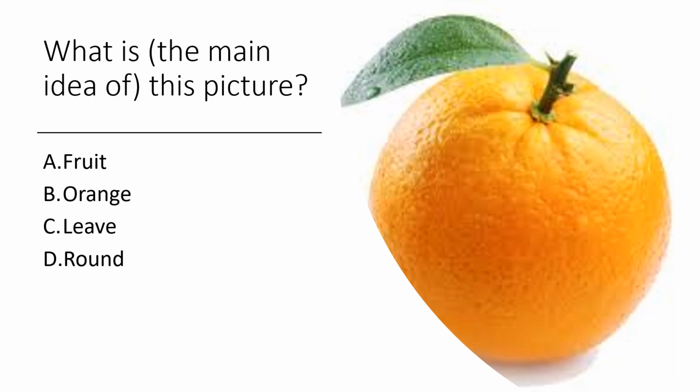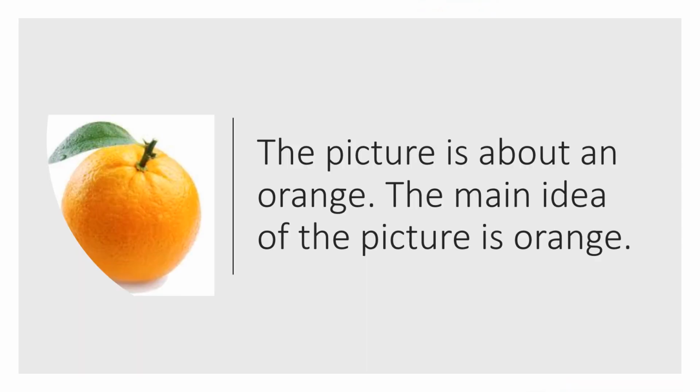We would like to determine the main idea of a picture. Now, please take a look at the picture. What is the main idea of this picture? Is it a fruit? Is it an orange? Is it a leaf? Or is it round? Yes, the picture is about an orange. So, the main idea of the picture is orange. If you choose fruit, it is too general anyway.